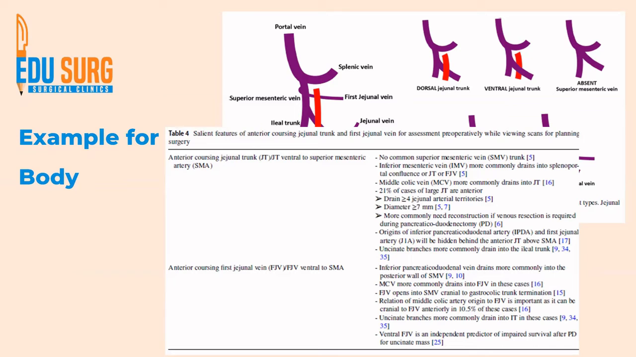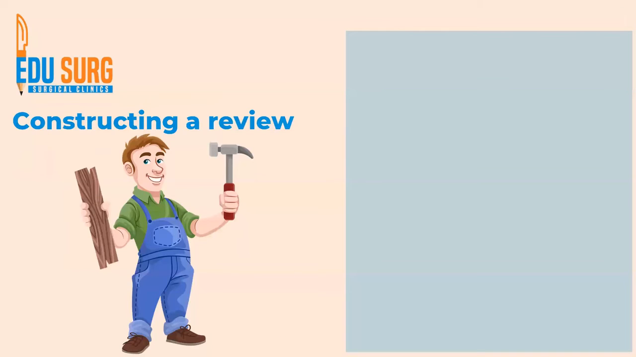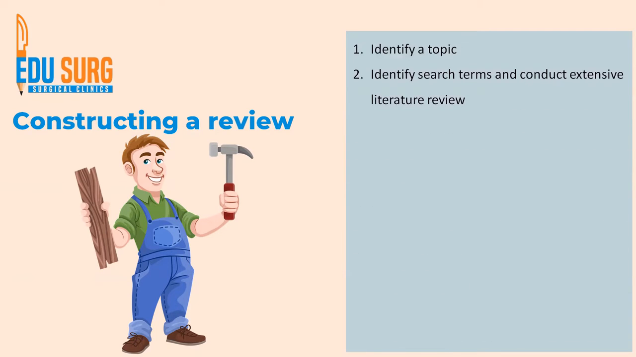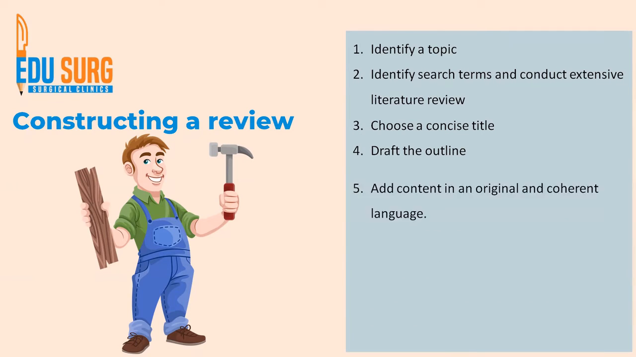So this is how you can summarize a very particular point that you want to highlight in your article using figures and tables. Now, when you are constructing a review, it is like constructing a building. Your foundation should be good. The pillars of that entire building are based on the topic and your literature search. So you have to do an extensive literature review. You have to identify the search terms based on the topic. Once you have done both of these, you can choose a concise title and draft an outline.